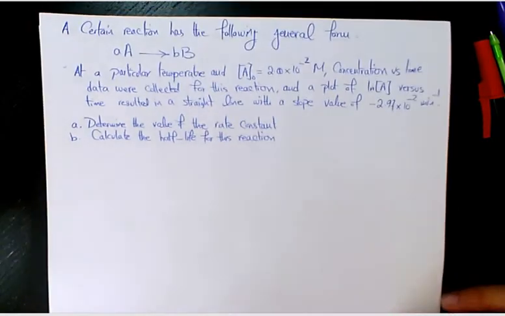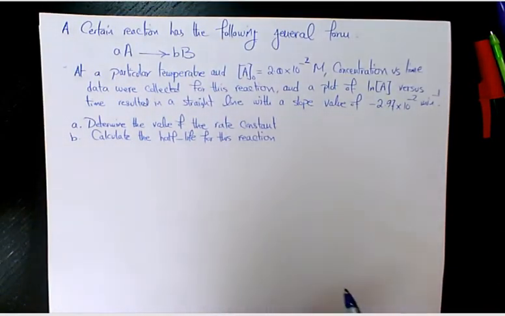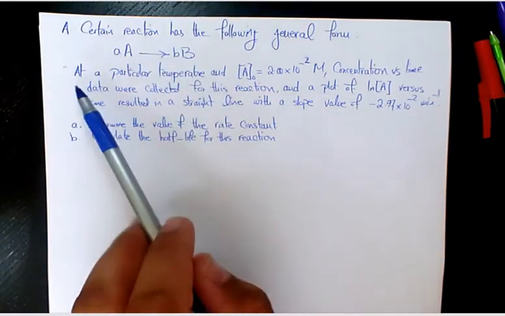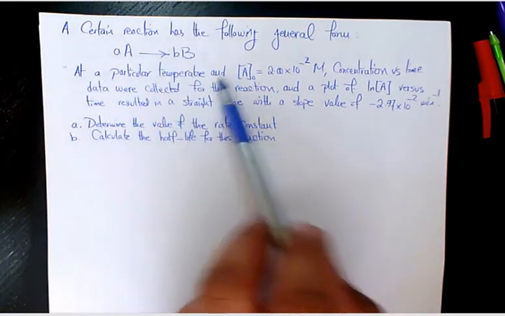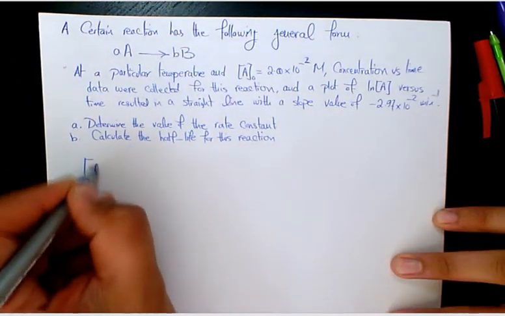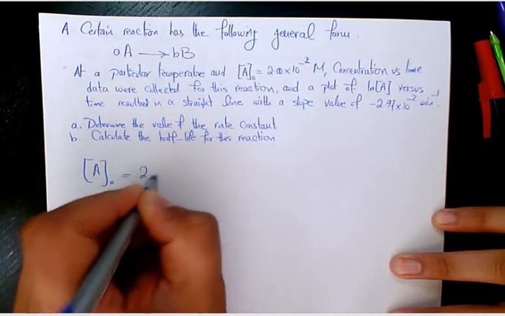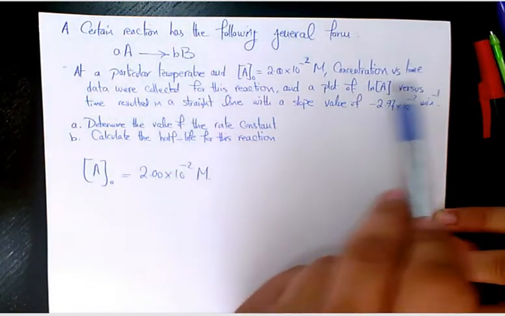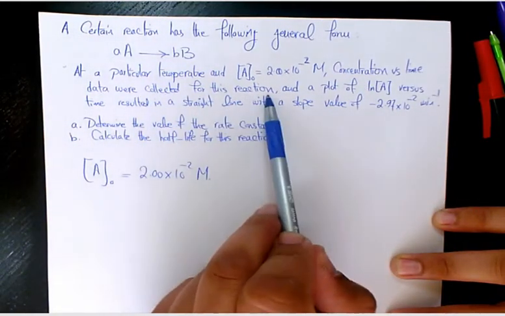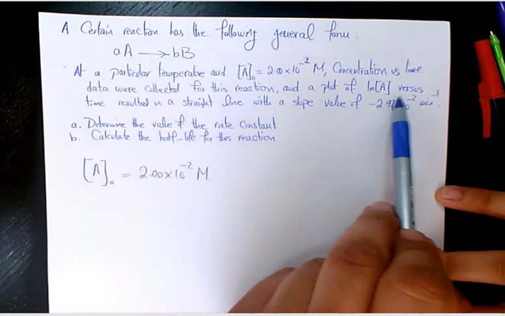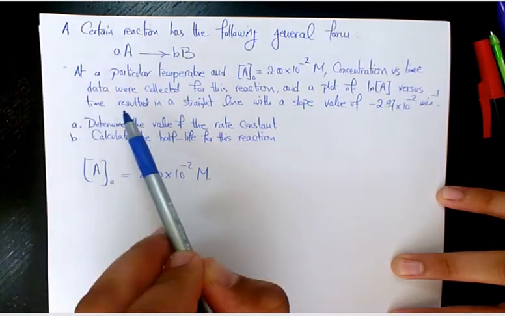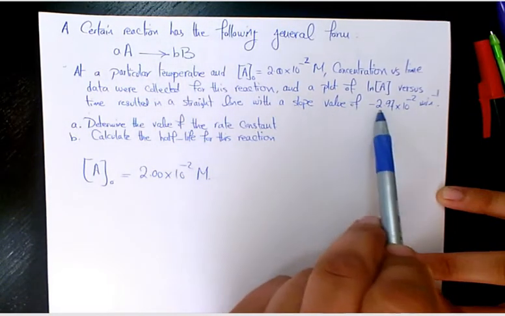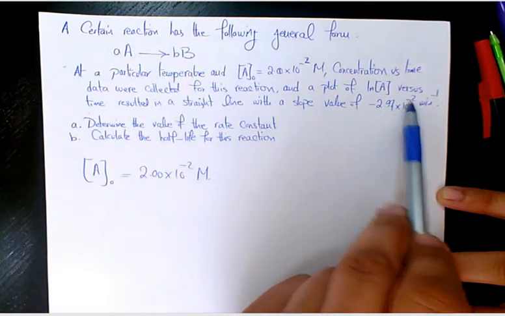Let's see another example. It says a certain reaction has the following general form: aA gives bB. At a particular temperature, the initial concentration is 2.00 times 10 to the power of negative 2 molar. Concentration versus time data were collected for this reaction, and the plot of ln A versus time resulted in a straight line with a slope value of negative 2.97 times 10 to the power of negative 2.